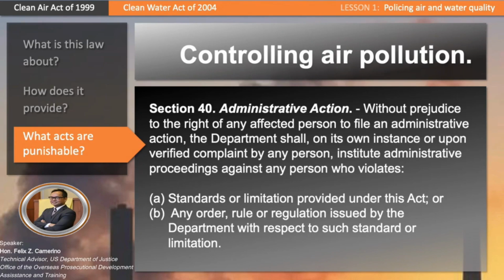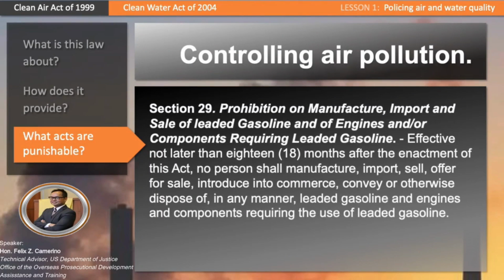Let's move forward and take a look at the examples under subparagraph A. I pulled a couple of cases, or at least provisions, and two of them are very much related to the last thing we were talking about, leaded gasoline. Section 29, the title is Prohibition on Manufacture, Import, and Sale of Leaded Gasoline and of engines and/or components requiring leaded gasoline. This is the same provision that we cited in the last topic. Let's just read it.